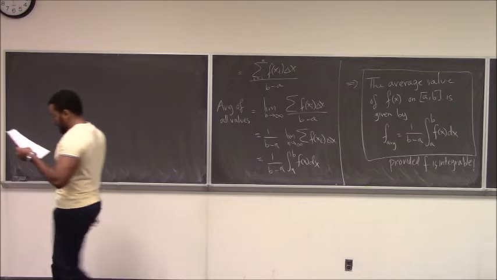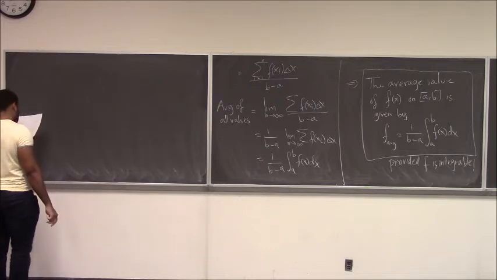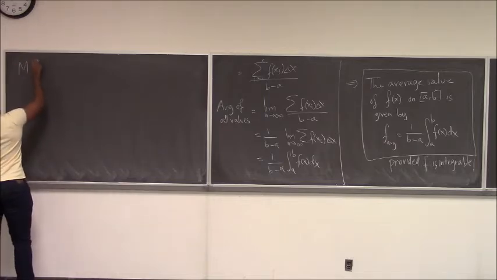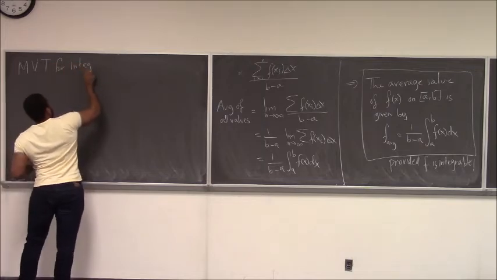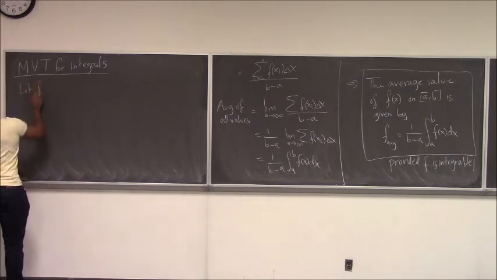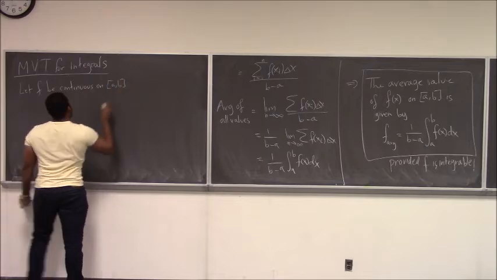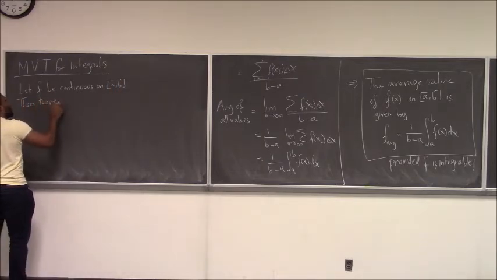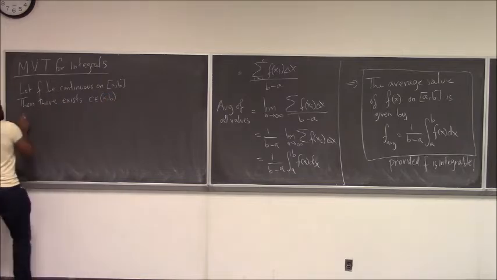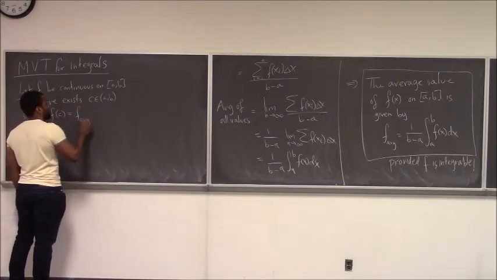Do I have an example? Oh, I mentioned something here. I didn't remember I wanted to mention this. There's also a mean value theorem for integrals. So let f be continuous on [a,b], then there exists c in [a,b] such that f of c will equal the average value, which is defined.